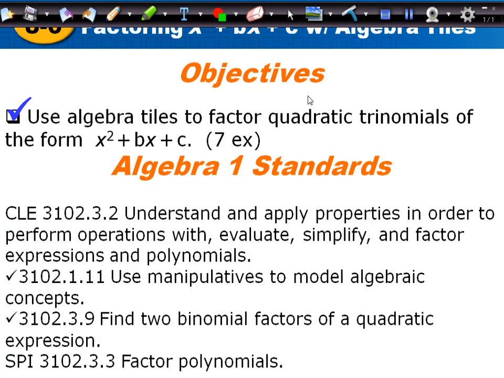All right, so we've covered that objective. We should now be able to use algebra tiles to factor quadratic polynomials of the form x squared plus bx plus c. And again, we're going to do that 7th example in class tomorrow.